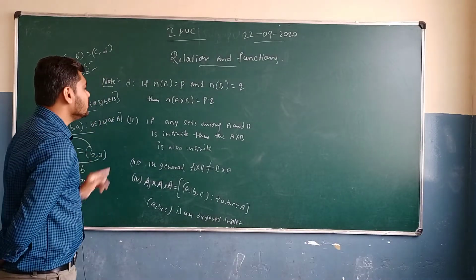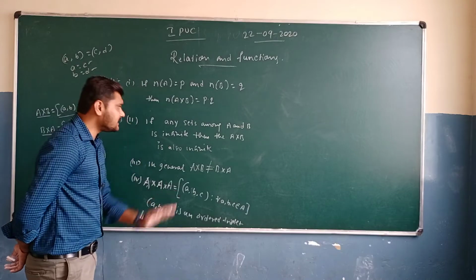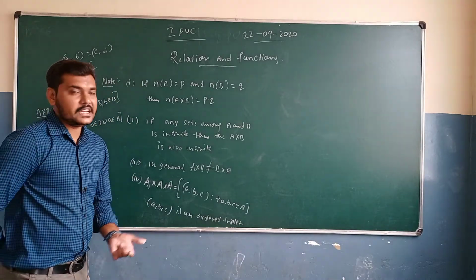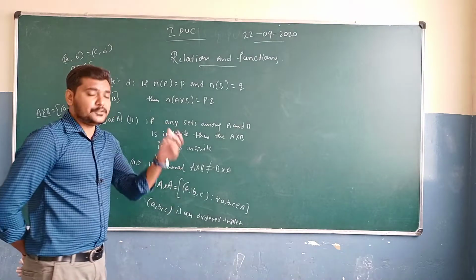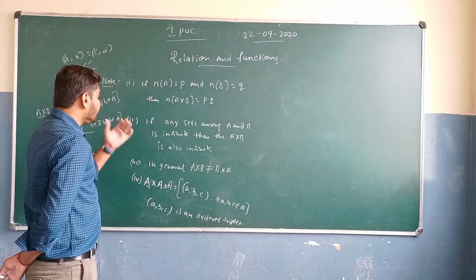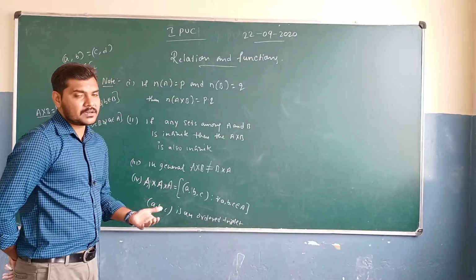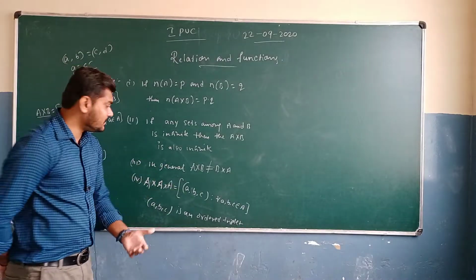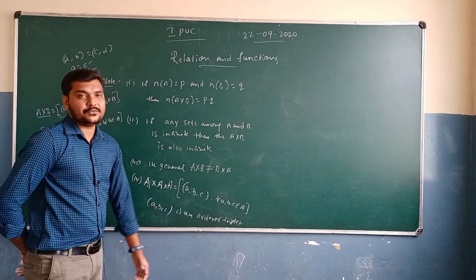So that's the first one. The second one is: if any set among A and B is infinite, then A cross B is also going to be infinite.